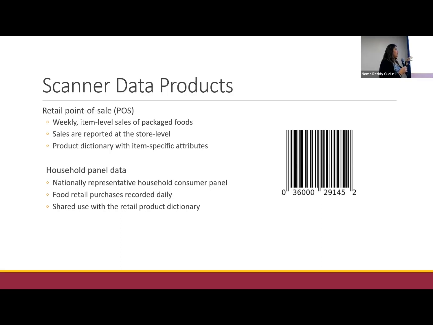The UPC, because this is scanning, you have to scan something. What are you scanning? You're scanning barcodes, or UPCs, universal product codes, alternatively called SKUs or stock keeping units. There's various nomenclature for that. So the retail product dictionary is shared between the retail point of sale and the household panel data.